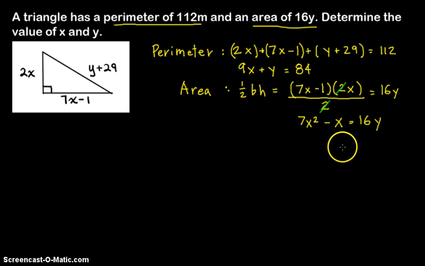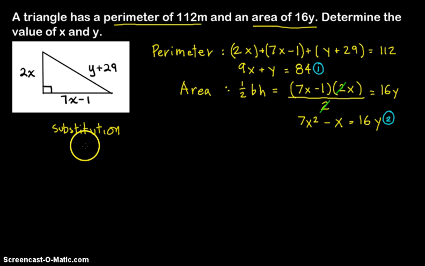So now I've got two equations. So the question is, how can I now bring these together? Now you have two choices. Remember, you have substitution or elimination. Now in this case, I'm going to go with substitution. Oh, I should label these. This is number 1, this is number 2. There's my two equations. So now I'm going to rearrange number 1.